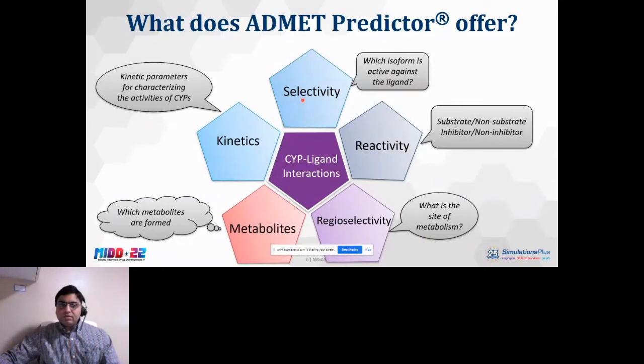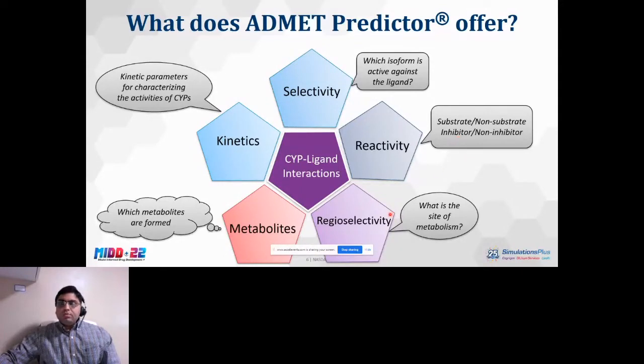That selectivity is followed by reactivity. Reactivity determines if the compound is metabolized by CYP, that means it binds to the CYP as a substrate, or if it inhibits the CYP, whether it is an inhibitor or non-inhibitor. There is a third kind of activity as well, CYP inducer, induction or non-induction. We are not going into those details right now.